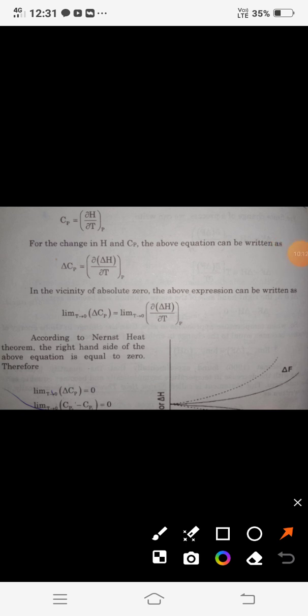According to the Nernst theorem, we have said that the limit as T approaches zero of the differential of the free energy divided by the differential of temperature at constant pressure is equal to zero, and the limit as T approaches zero of the differential of the enthalpy to the differential of temperature at constant pressure is also zero. So it means that the right side is becoming zero, only the left side is remaining, that is to be determined.